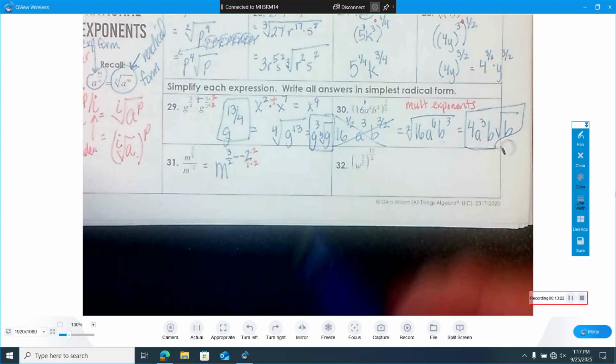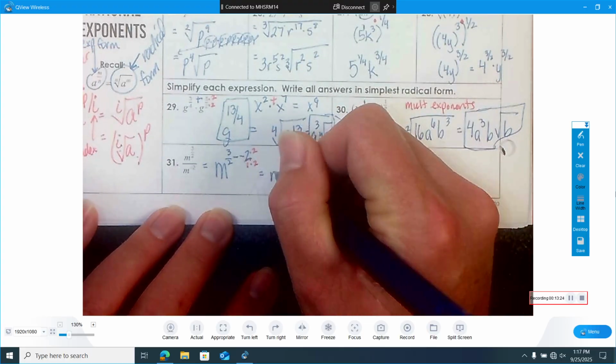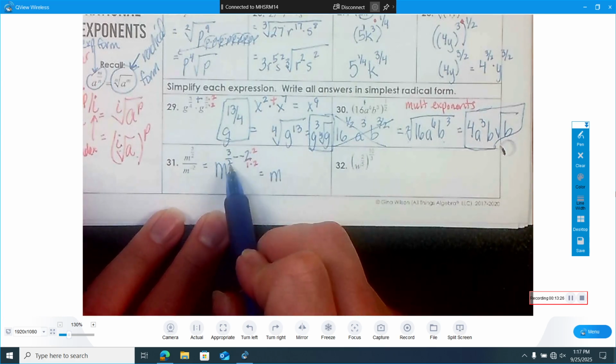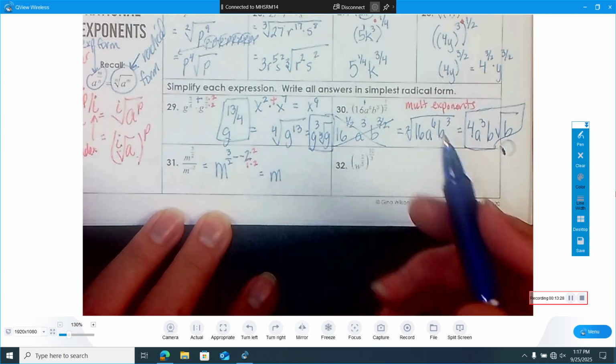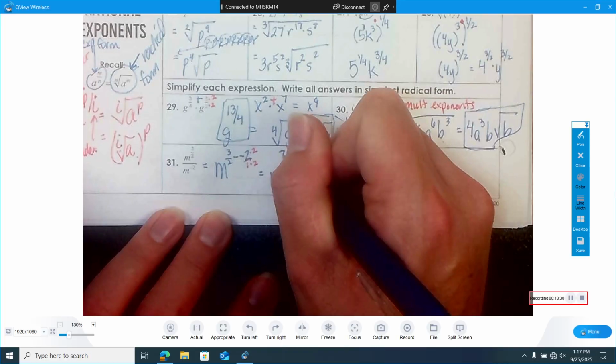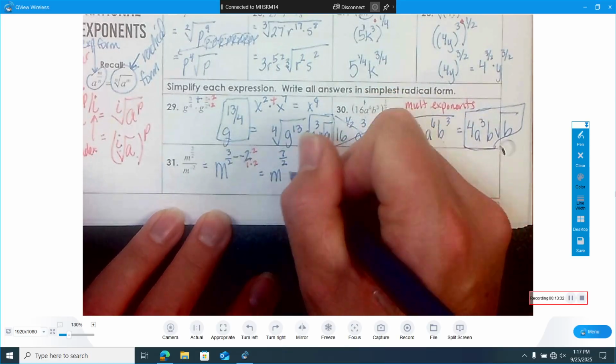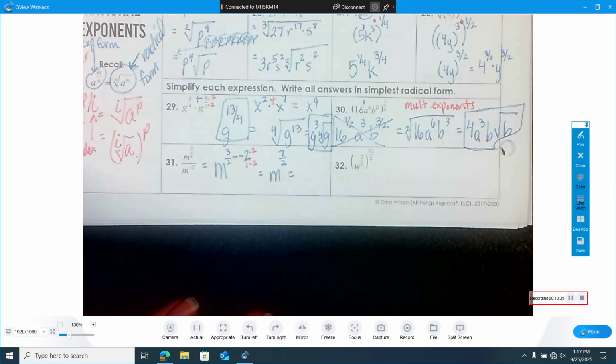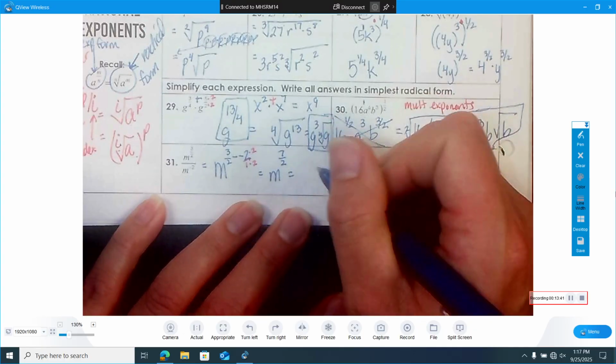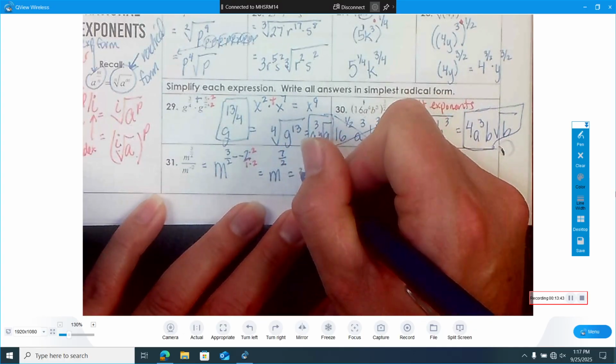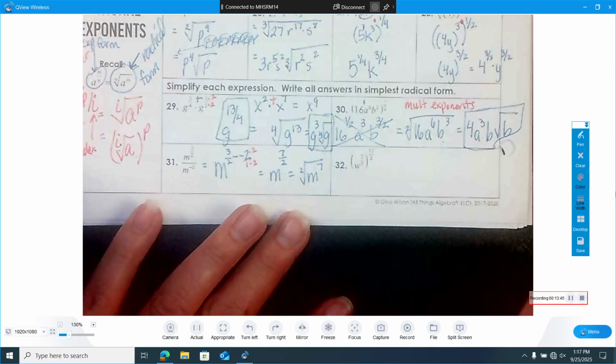So it becomes m to the 7 halves. Yeah, 3 halves plus 4 halves is 7 halves. And now I can put that in radical form. So the power over index. So this is a square root of m to the 7th.